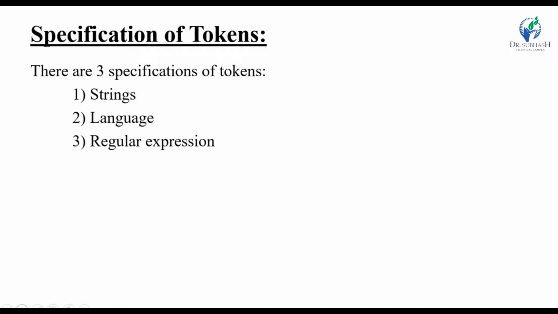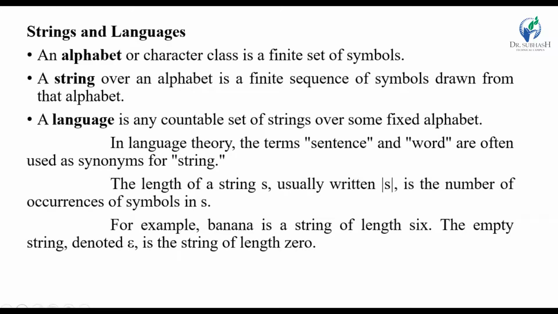So what is a regular language? The language defined by a regular grammar is known as a regular language. Then what is a regular grammar? The grammar defined by a regular expression is known as a regular grammar. So there are three specifications of tokens. First strings, second language, and third regular expression. Strings and language. Then what are strings?